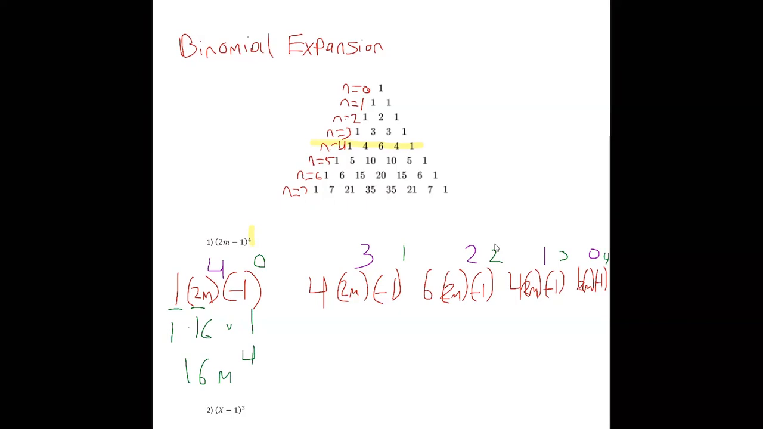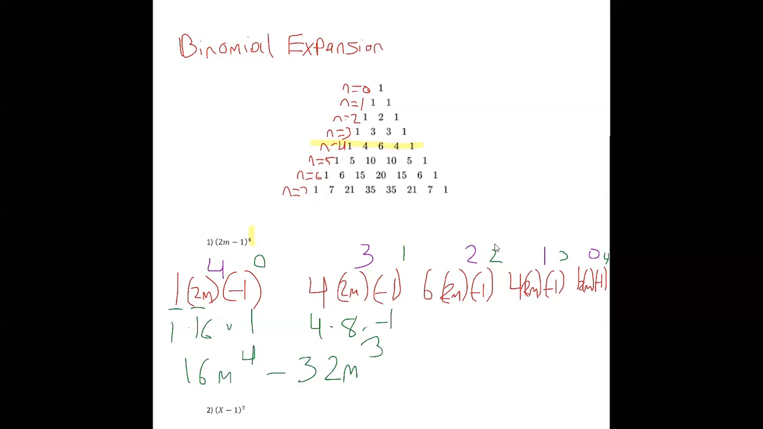Now we want to do our next part. We have a 4. We have a 2 up to the 3rd power. 2 times 2 times 2 would be 8. And -1 up to the 1st power stays as -1. So if you multiply that all out, 4 times 8 is 32, times -1 would be -32. So we're going to have a minus, and then our m would be up to the 3rd power.